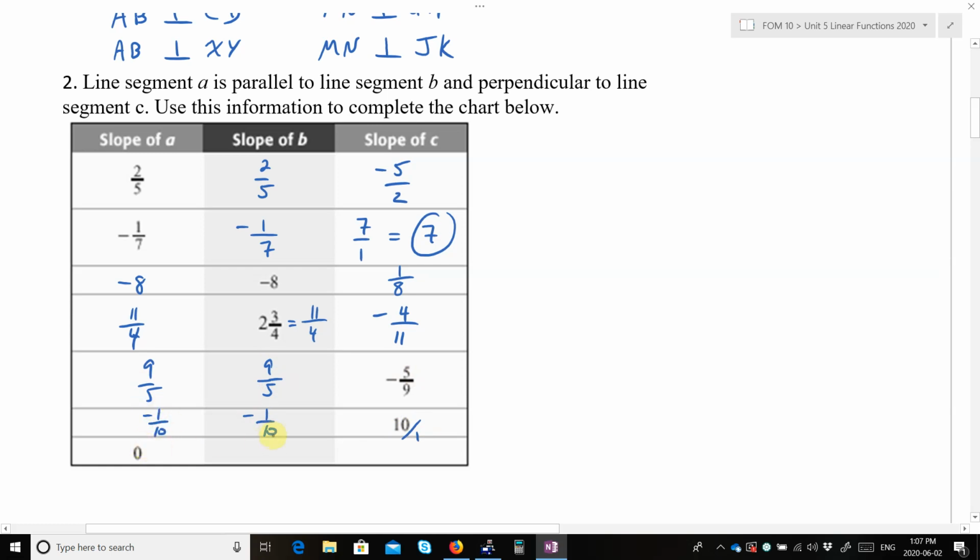If the slope of A is 0, the slope of B is 0 because they're parallel. And the reciprocal of that is 1 over 0, which is undefined. If you look at the answer keys, you will get all of those answers. And you see zero and undefined at the end there.